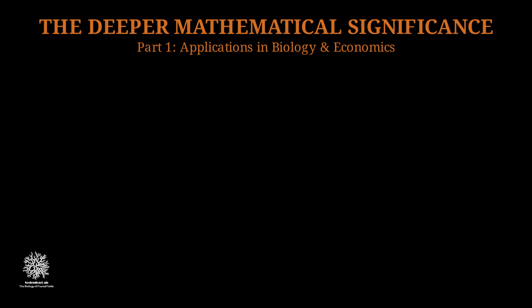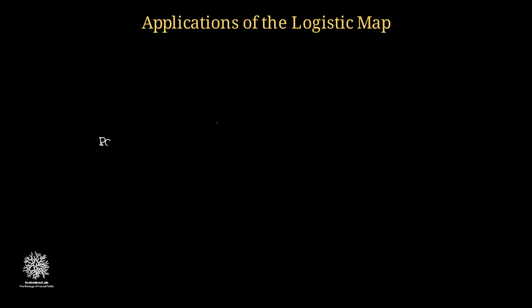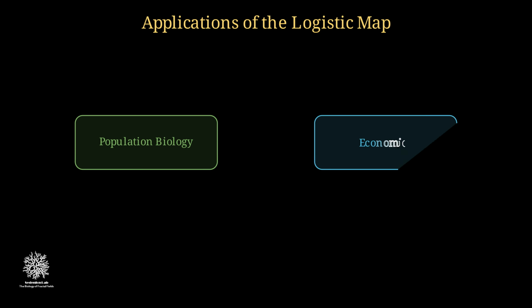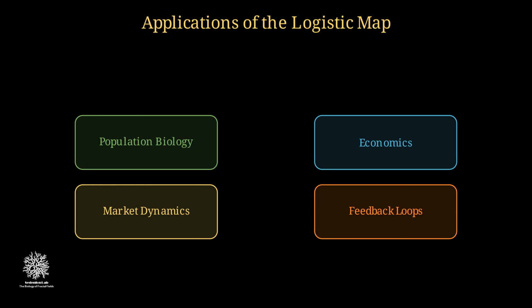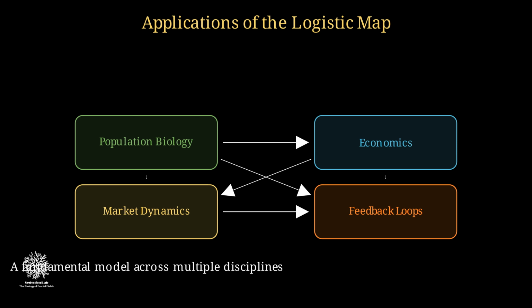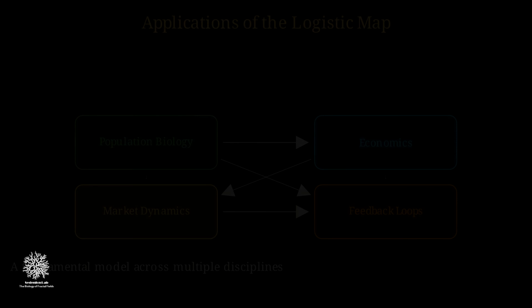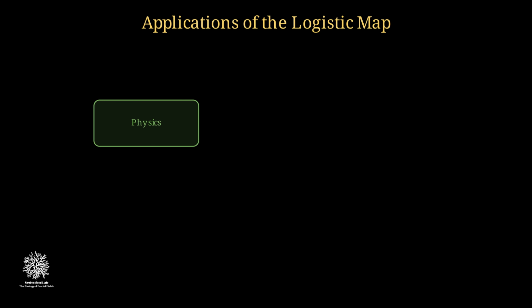The deeper mathematical significance. The logistic map is more than just a mathematical curiosity. It's a fundamental model that appears across numerous fields. In population biology, it models population growth with limited resources. In economics, it describes market dynamics in feedback loops. In physics, similar equations govern fluid turbulence, electrical circuits, and laser dynamics.